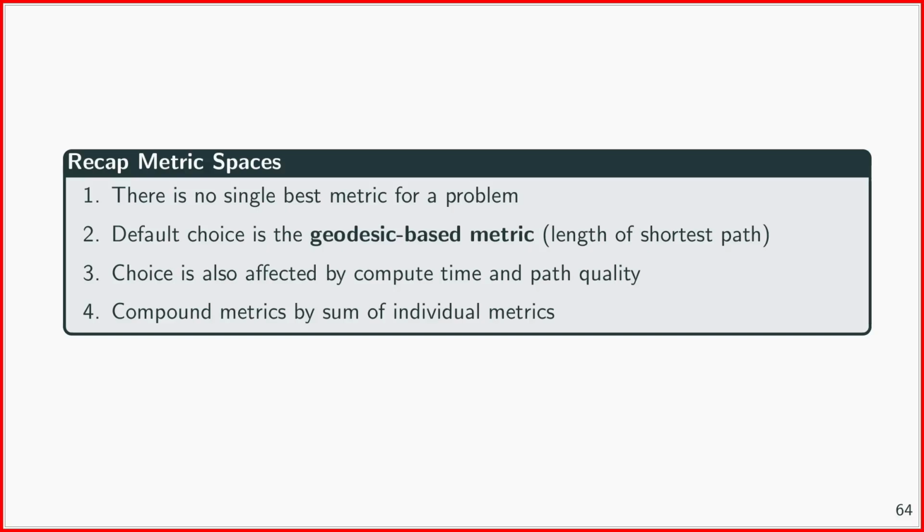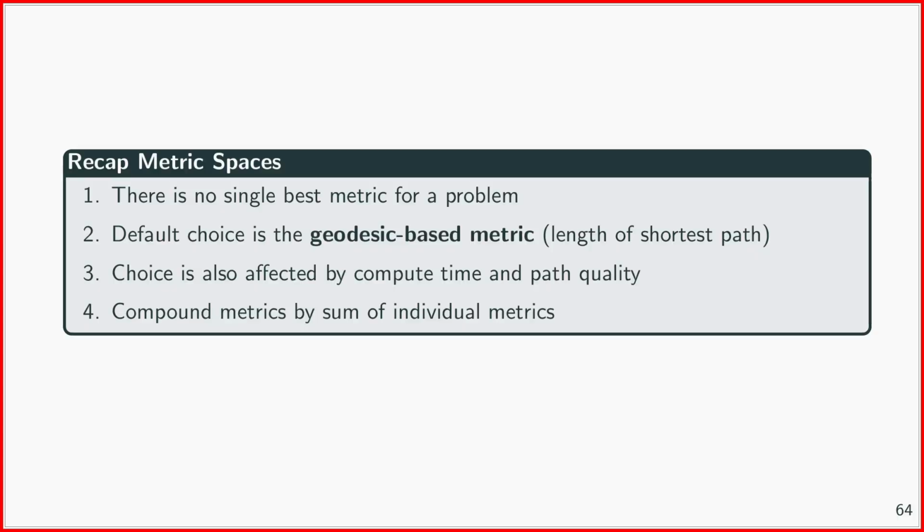And this choice is also affected by compute time. How long does it actually take to compute a metric? And by path quality, so what kind of paths are actually prioritized by a metric. And then finally, I've shown you quickly that compound metrics can actually be constructed by the sum of individual metrics. Okay, so I would say this is everything about metrics so far.